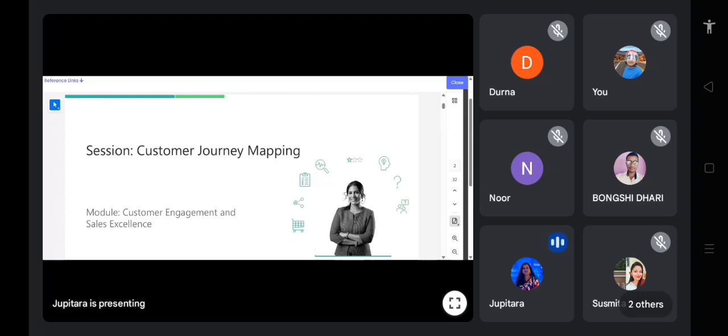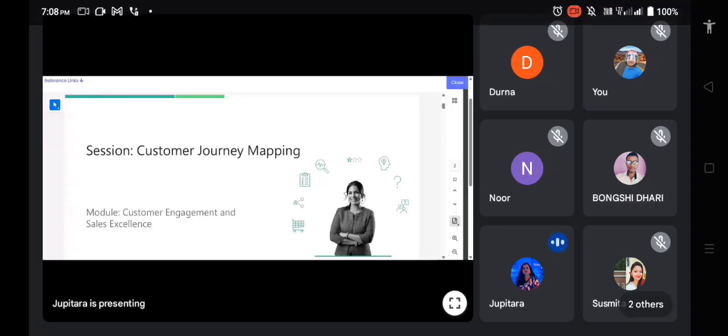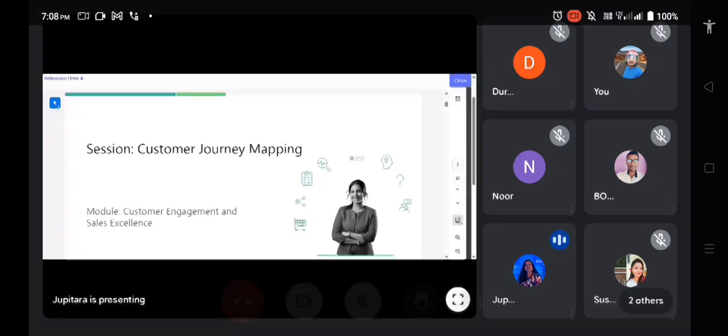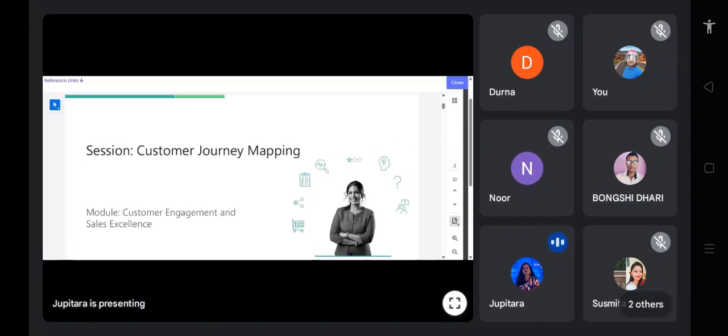Okay, so today's topic of discussion will be customer journey mapping. So what I want you people to do is make a customer journey on the basis of the retail sector. You can take any of these.